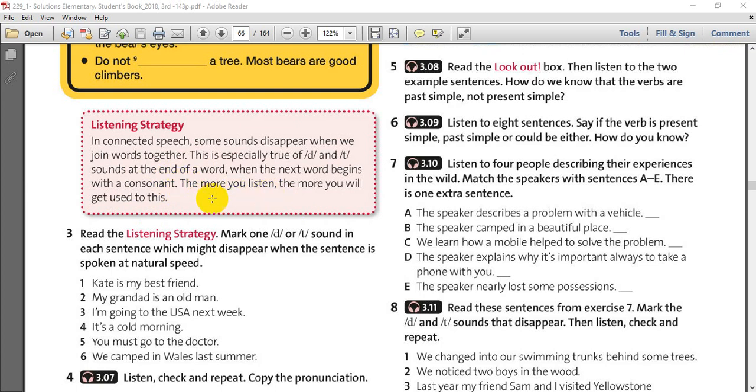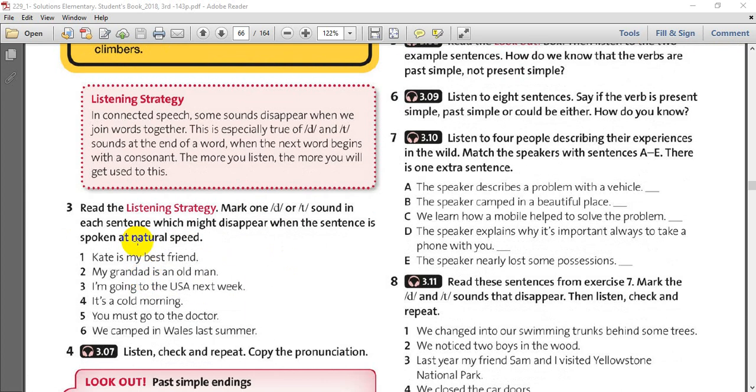The more you listen, عندما تستمع بشكل كثير, the more you will get used to this. ستتعود على هذه الطريقة من اللفظ. لدينا best friend. مثال best, الكلمة الأولى انتهت بحرف T وبدأت الكلمة الثانية بـ F, فنقول best friend. نلاحظ أن التي قد تكون هنا صامتة. لماذا؟ لأن الكلمة انتهت بتي وبدأت الكلمة التي تليها بحرف F, فنقول best friend.